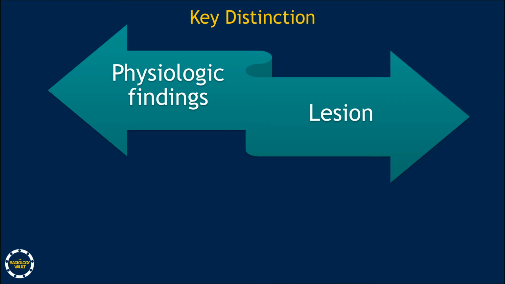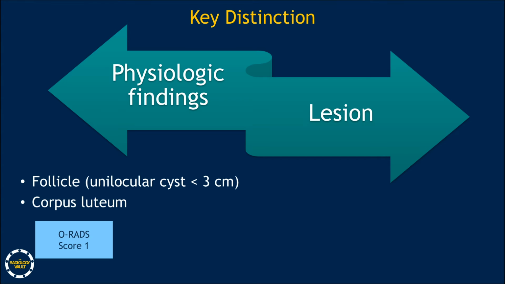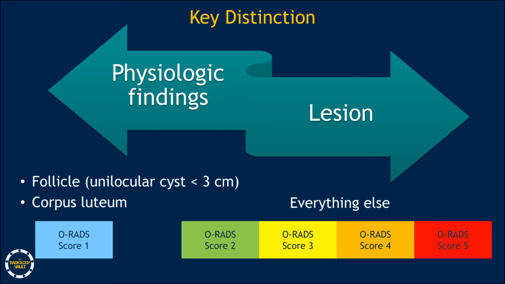A key distinction to make when evaluating an ovarian or adnexal lesion is to first determine if it is physiologic or not. A physiologic finding includes a follicle, cyst, or corpus luteum that is less than or equal to 3 centimeters in a premenopausal woman. These are considered O-RADS 1. Anything that is not physiologic is considered a lesion, and the next step is to determine the appropriate O-RADS score of 2, 3, 4, or 5.